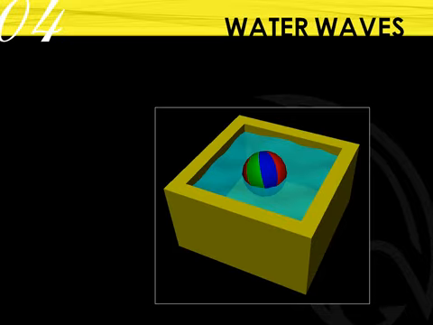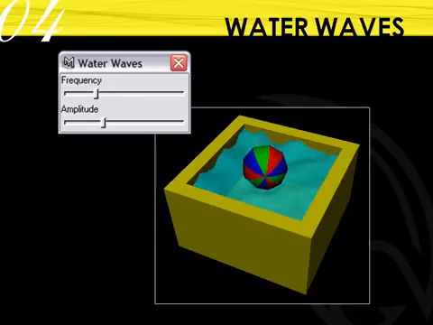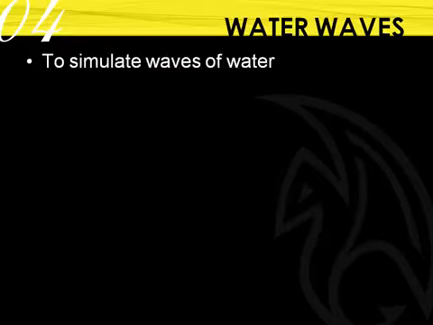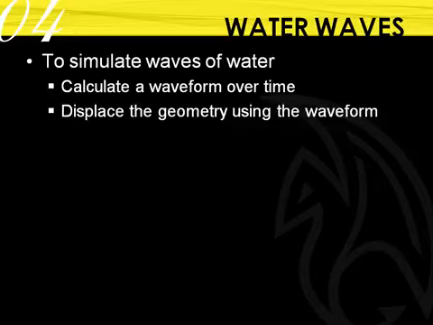So let's finish off with our last section, which is a bit of a bonus. It's called Water Waves. What we're going to do is create a tool that allows us to control the waves of water. It's sort of a faked water, but it's more to understand frequency and amplitude, essentially how waves work. Using this tool, we're going to be able to control the intensity and the speed at which this water moves. To simulate waves of water, we need to calculate something called a waveform over time.